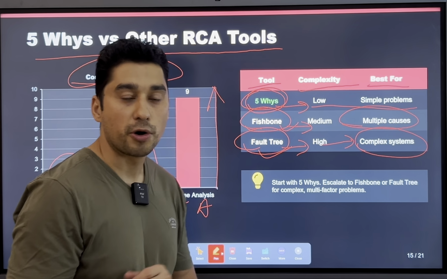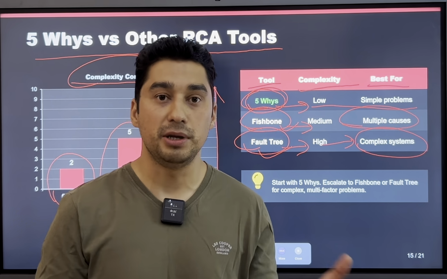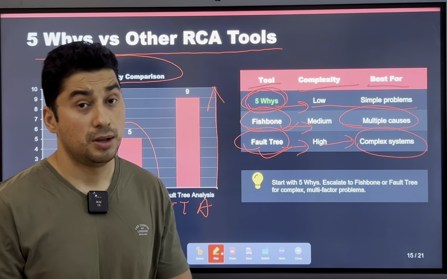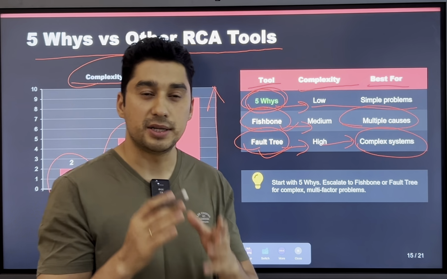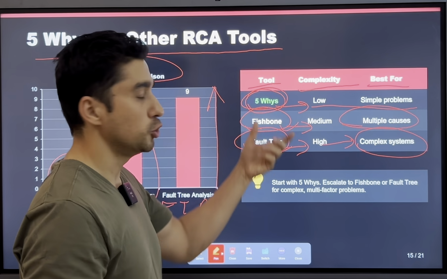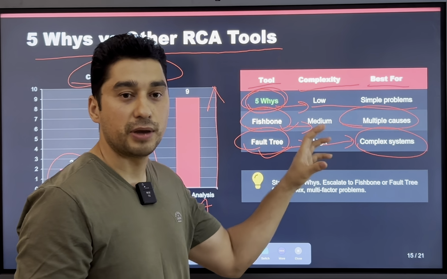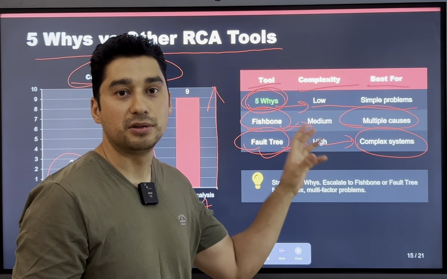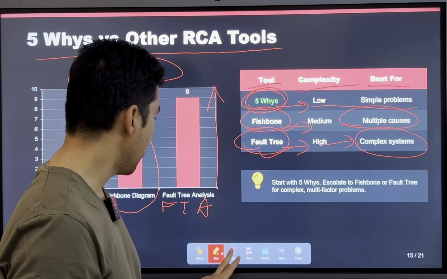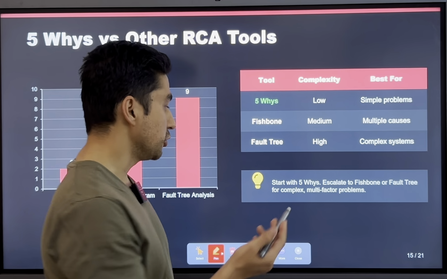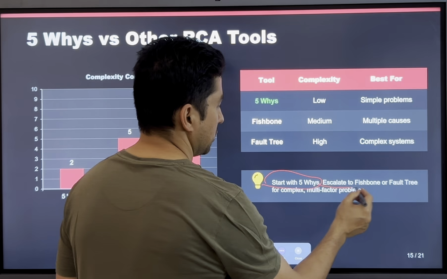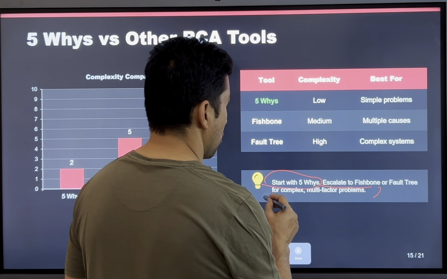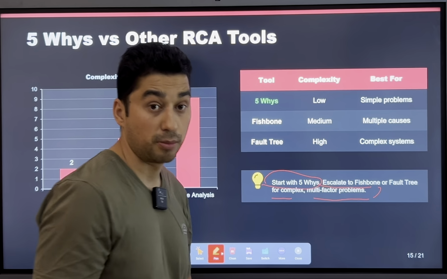So it's very, very important as a health and safety professional, team leader, quality assurance, or any food safety professional, you should understand which one you should use, and which is a very good one that will provide the real root cause. What you can do, simple tips: start with 5 Whys. You can escalate to the fishbone or fault tree analysis for complex multi-factor problems.